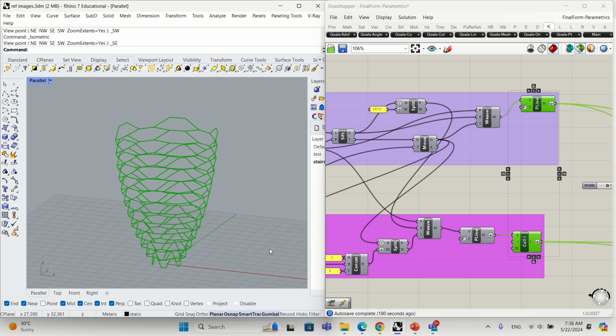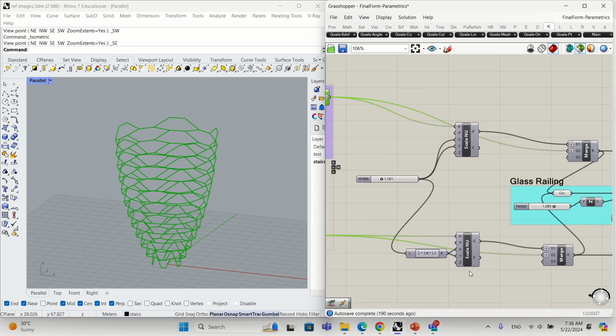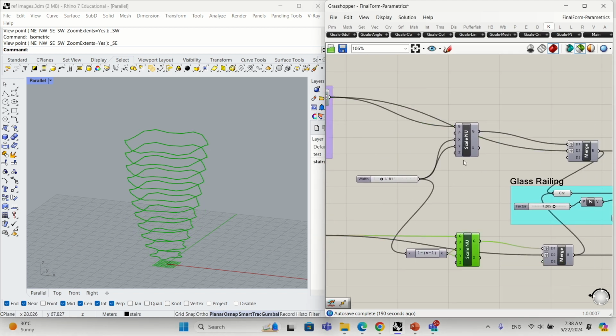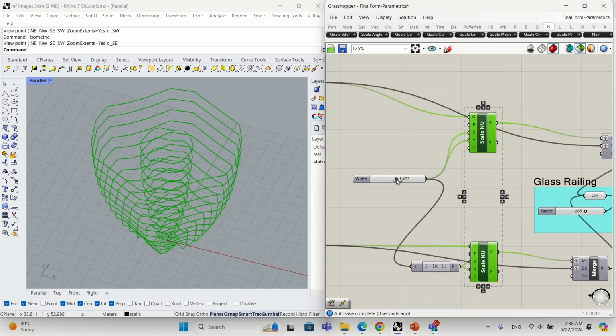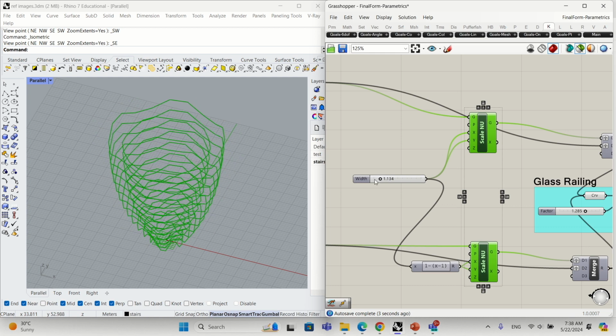But at this point they are all on one surface and we want to offset it in order to create an inner layer and an outer layer. This is where scale and U comes in. By using scale and U, we are able to create an inner layer and an outer layer that can be manipulated with this number slider, either increasing or decreasing the surface area.